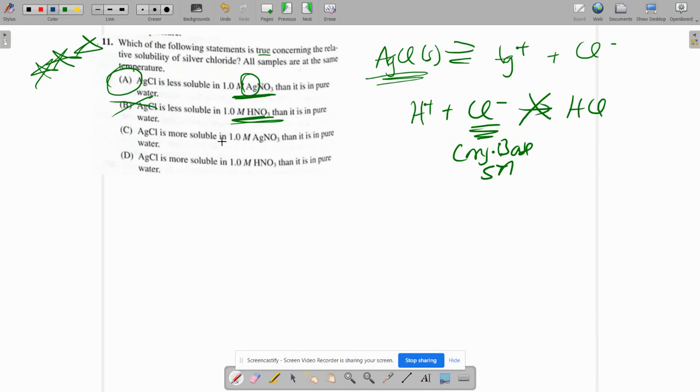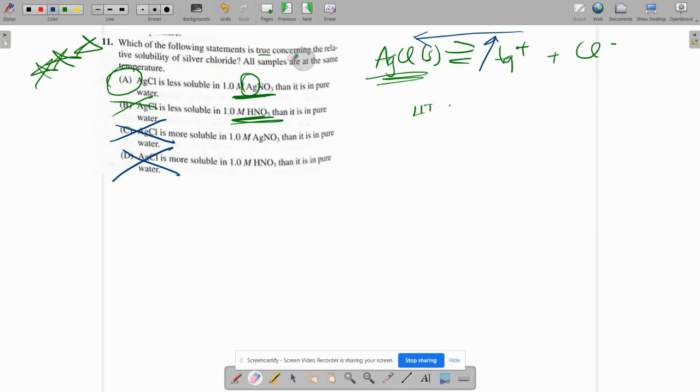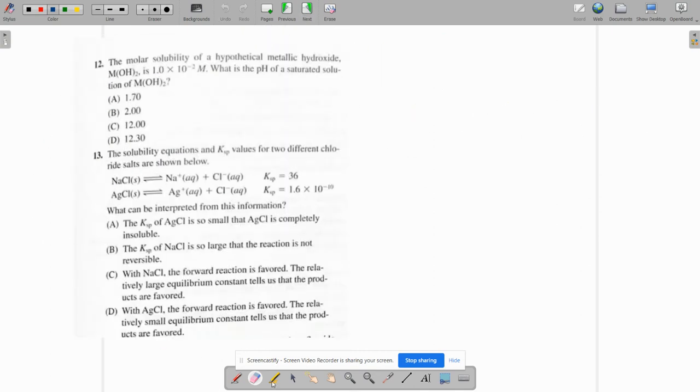Okay, so this one, basically silver nitrate, if this went up, of course, we know it's going to go backwards. So that's the exact opposite of letter C or letter A. And then finally, same thing right here. This would be unaffected. Okay, so A is the best answer. All right, good. So that's a good one. Let's see what else we have.